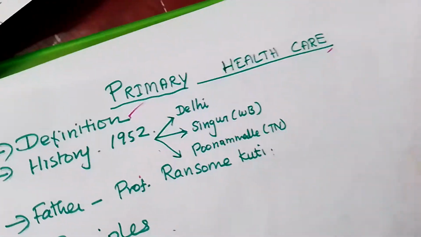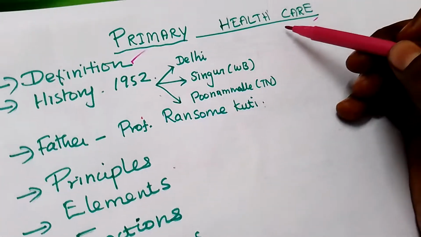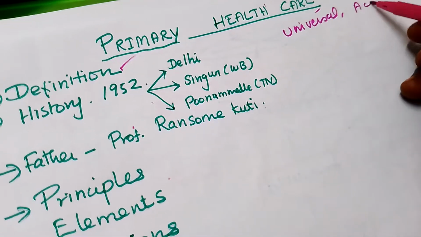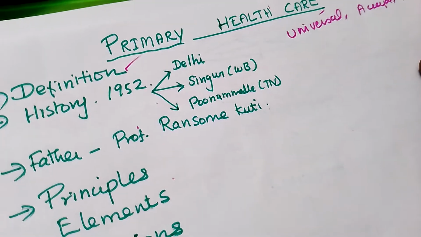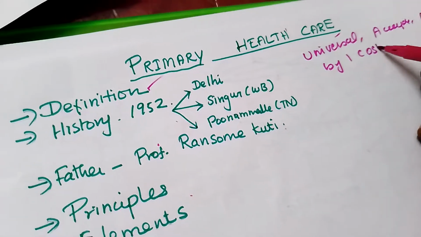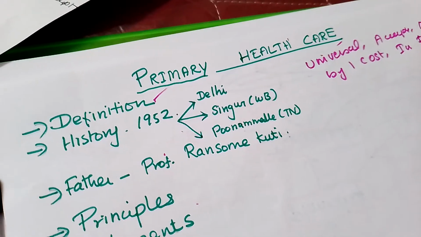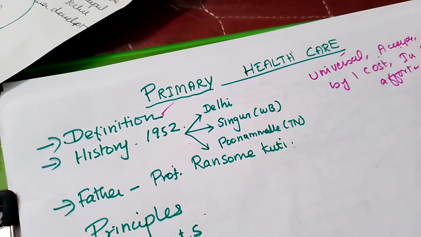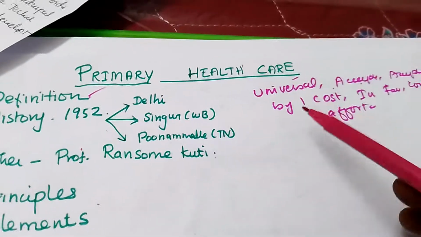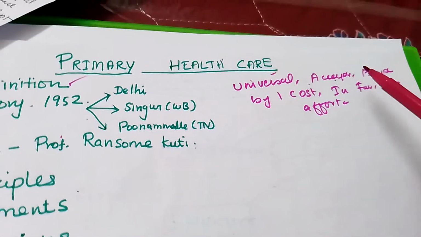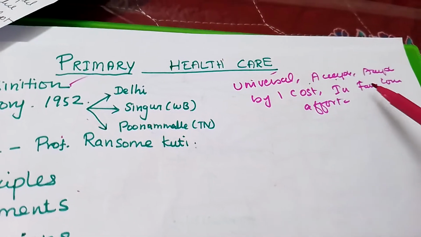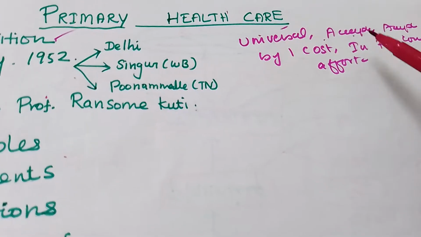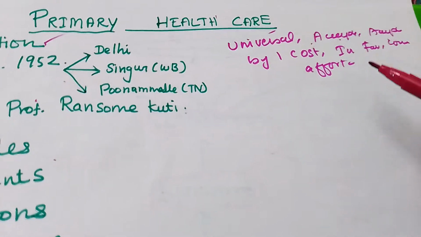So what did I tell you? It is universal health care, universally accessible, acceptable to the people, individual, family and community, with a cost the country can afford. Remember these keywords and you can formulate your own definition. So affordability is coming in: acceptable, affordable, how much I can afford.